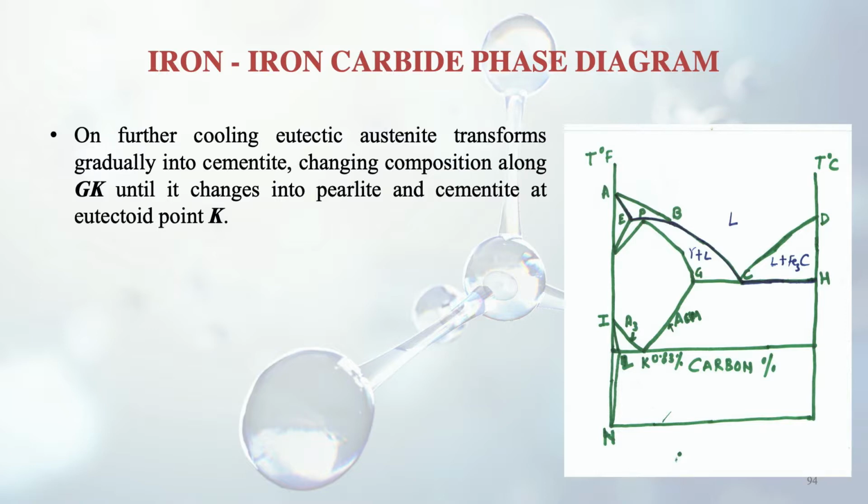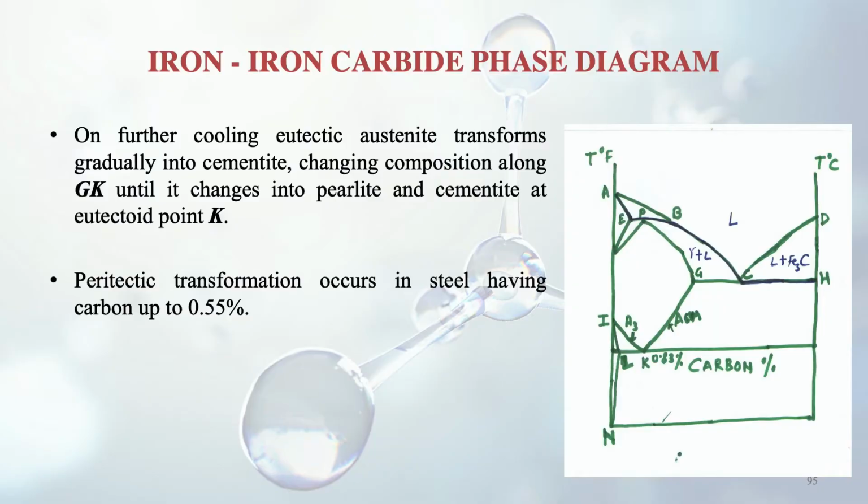On further cooling, eutectic austenite transforms gradually into cementite, along the same line I mentioned earlier, the GK line. So austenite is transforming gradually into cementite, changing composition along GK until it changes into pearlite and cementite at the eutectoid point K.